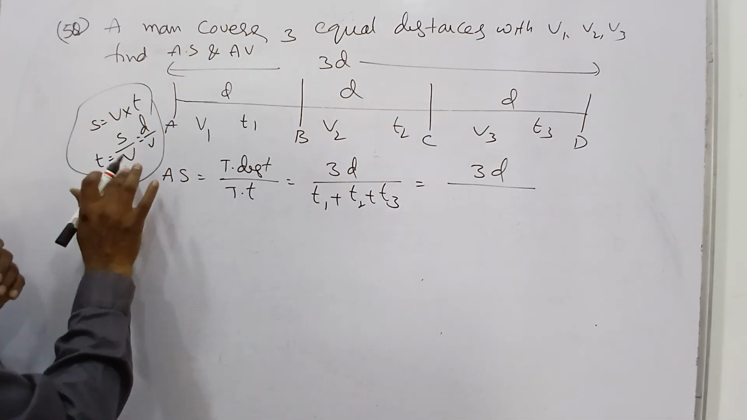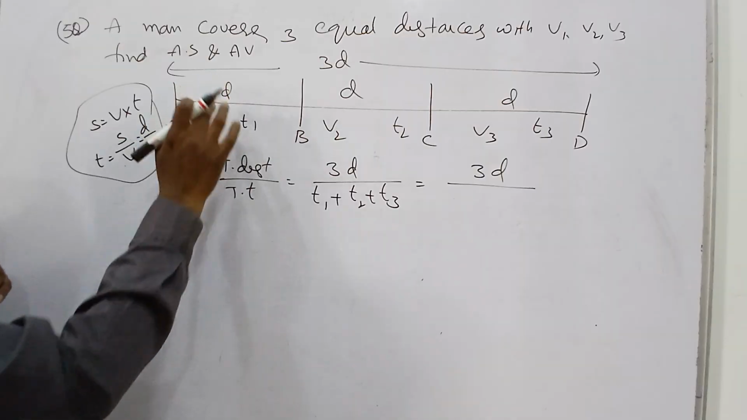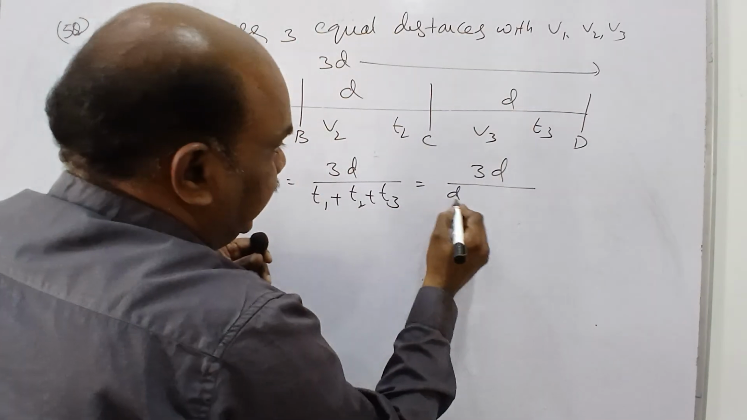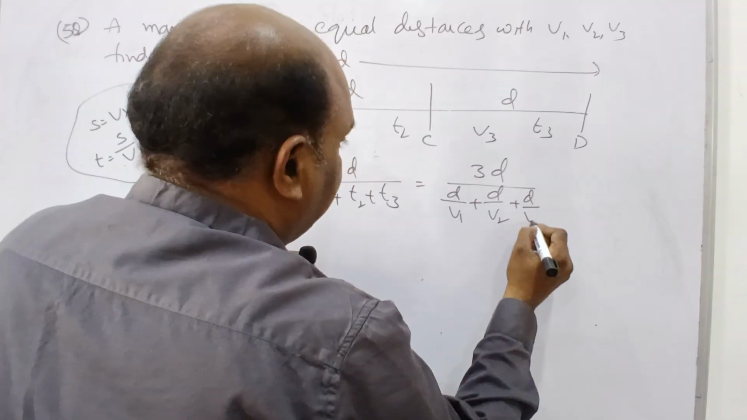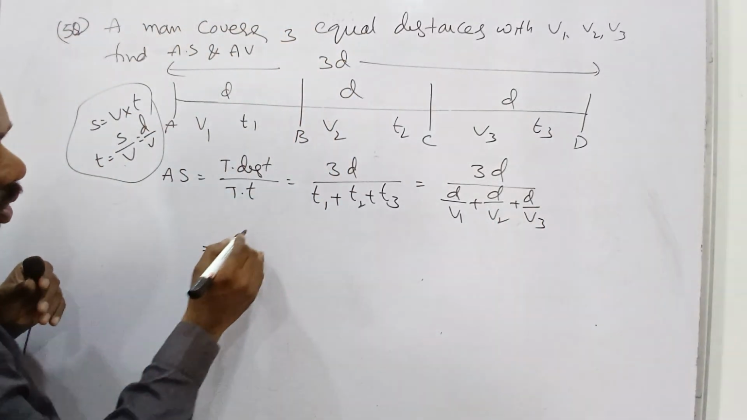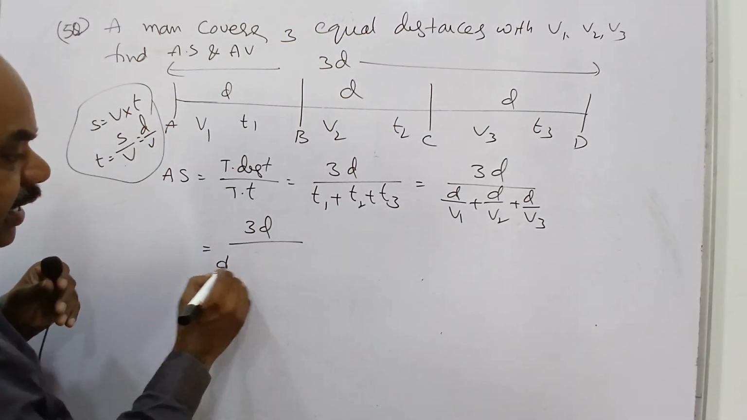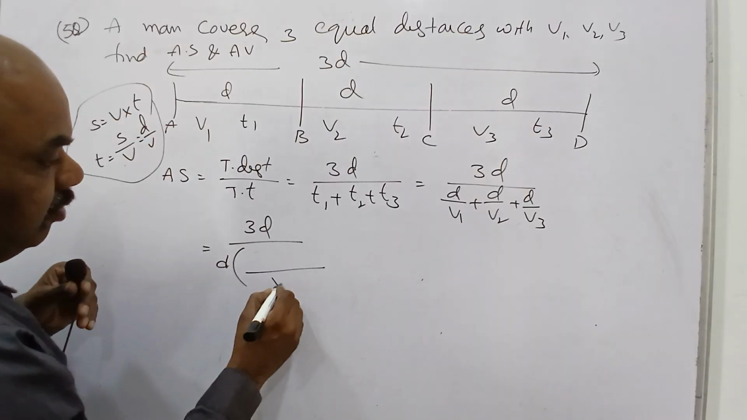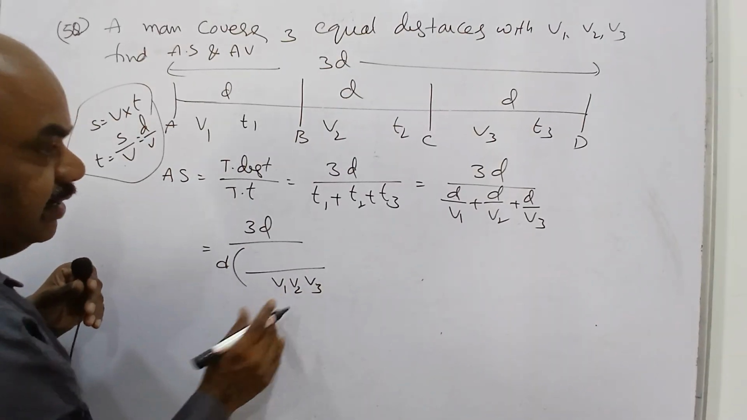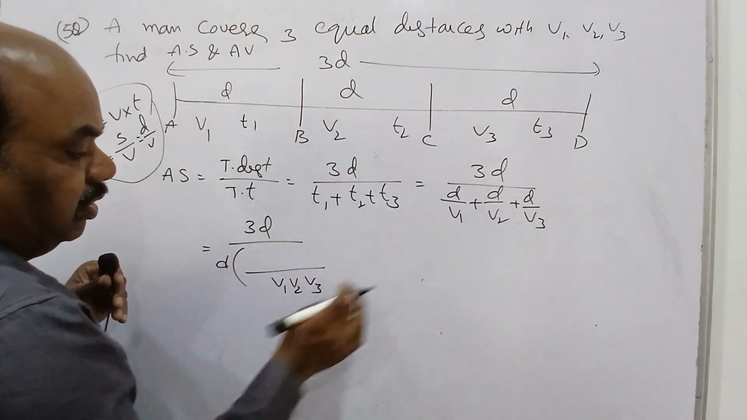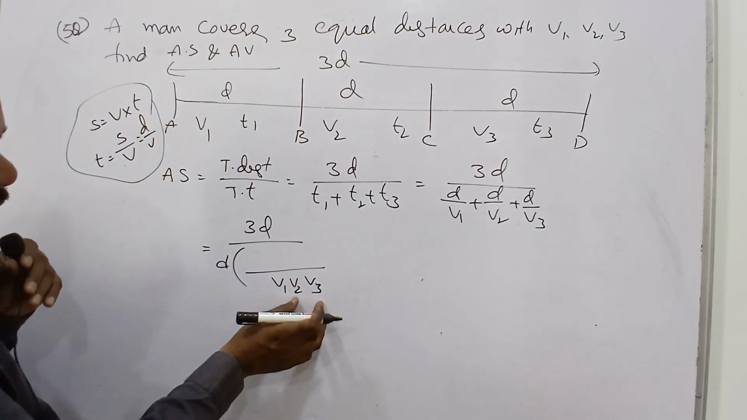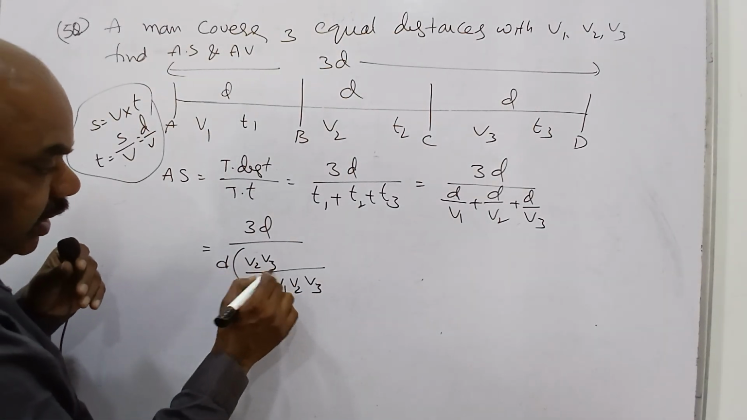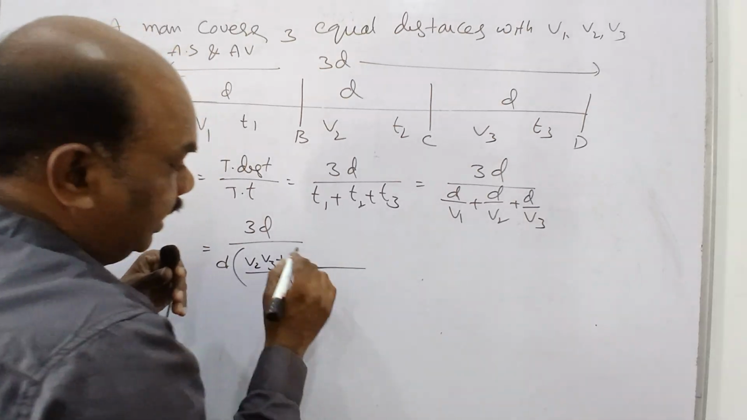So this I am applying here. T1 is equal to d by v1. Can I write d by v1 plus d by v2 plus d by v3? Now 3d by, d take common, beta. So v1, v2, v3 is the LCM. LCM divided by v1, v1 gets cancelled. Remaining values you need to write here: v2, v3, plus this, plus I am writing.